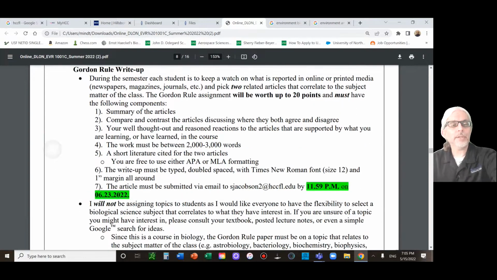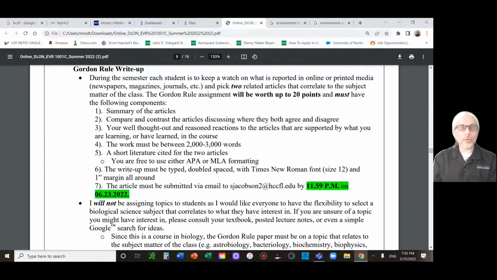There it is, your Gordon Rule class. Remember, HCC decided this would be a Gordon Rule course. I had nothing to do with that. If you're not familiar with Gordon Rule, here's what's going on.